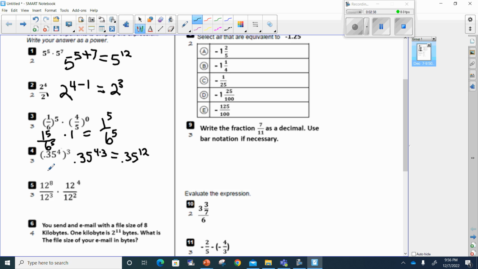Over here, we got 12 to the 8th power, 12 to the 3rd power, 12 to the 4th power over 12 to the 2nd power. I'm going to operate off the top first. 12 to the 8th power times 12 to the 4th power is 12 to the, oh, I'm sorry, 8 plus 4 is 12. I don't know where I got 22nd from. 12.